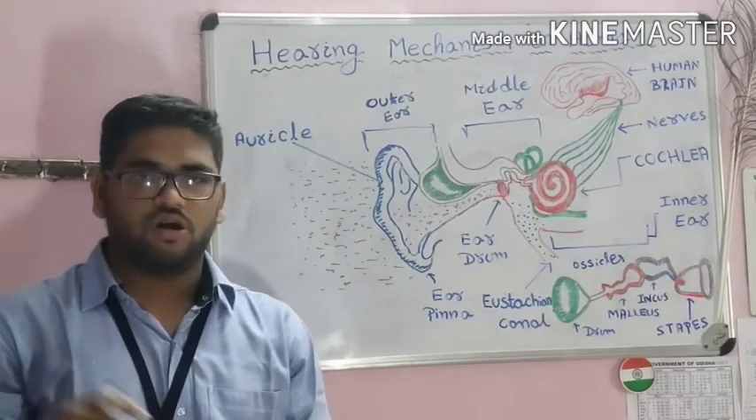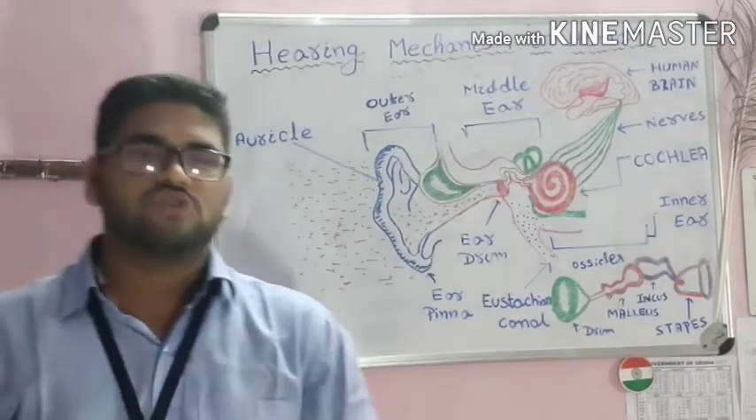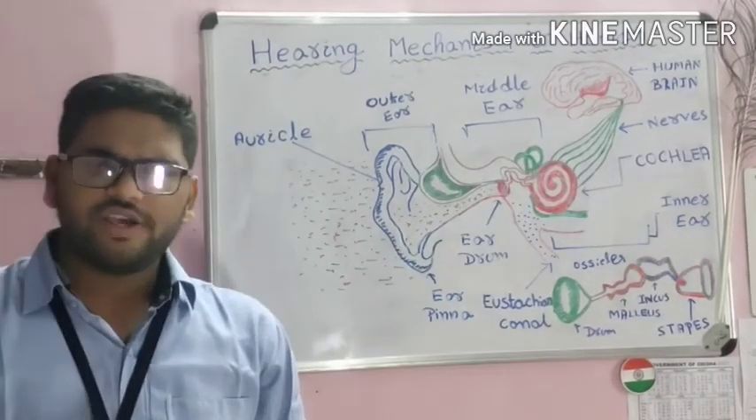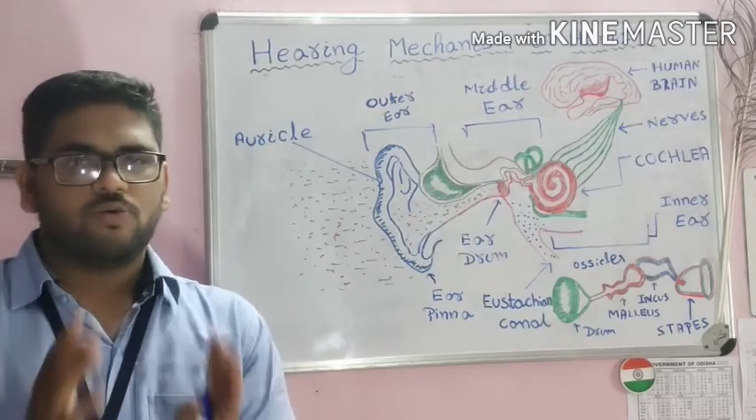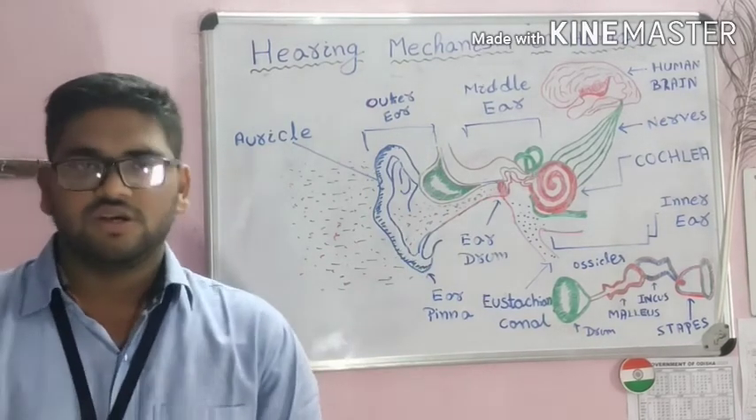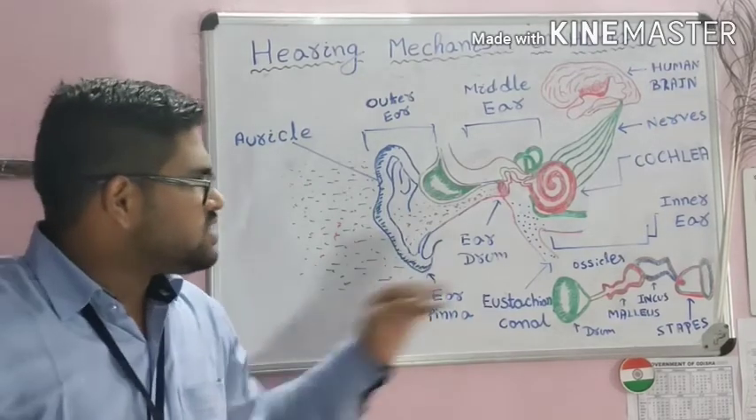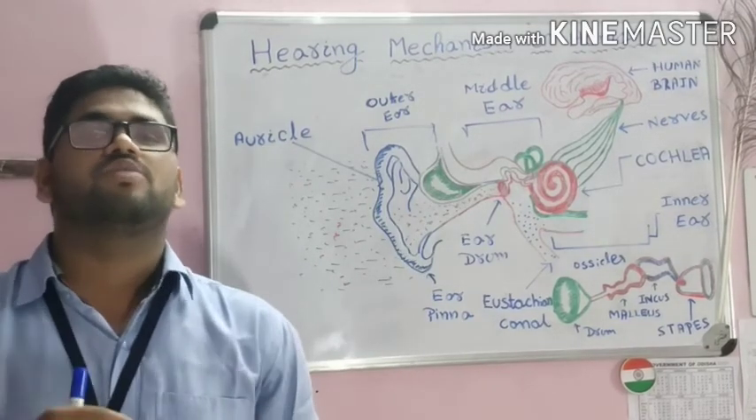I hope you all understood this topic. So at the end of this, I will ask you some questions. What is the function of ossicles? If ossicles are not present, what will happen to our hearing mechanism? The first one is this. Second one is, stapes is the smallest bone. So what is the largest bone of the human body?